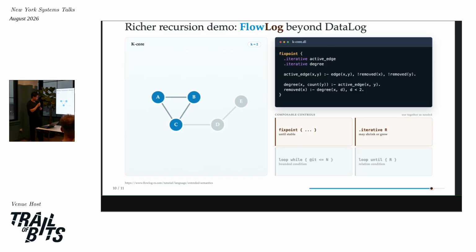Beyond that, we also support some interesting features. Flowlog can manually control when the iteration or the recursion should stop, or the data can decide it: when it satisfies some if condition, the recursion can stop too.